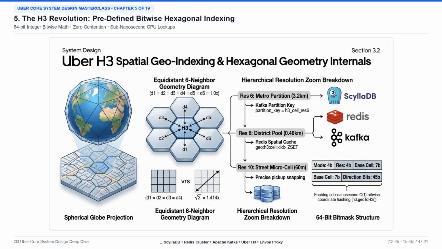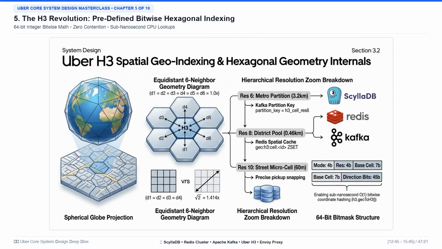Okay. H3 has 16 different zoom levels, or resolutions, ranging from 0, which are massive hexagons, roughly the size of a continent, down to 15, which are tiny hexagons less than a meter across. Looking at the source, Uber's architecture deliberately relies on two very specific levels to make this whole thing work. Resolution 6 and Resolution 8. Yeah. Let's break those down. Why those two? This is entirely about balancing ingestion throughput, which is how fast we can swallow data, against matchmaking latency, how fast we can find a ride.